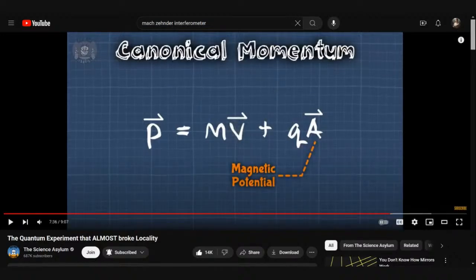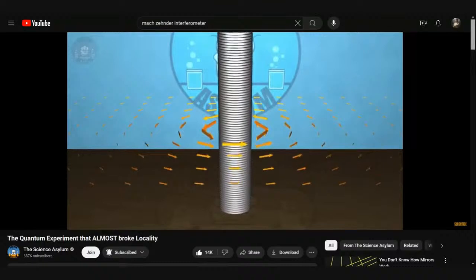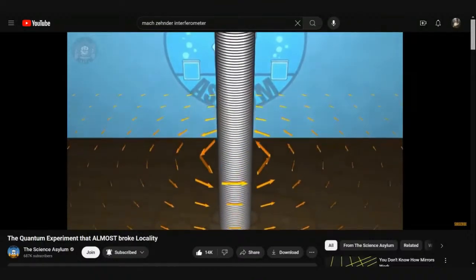Okay. So the canonical momentum, QA, magnetic potential. This is momentum, it's mv, plus qA. What is A? Which is why we call it a vector potential. We have one of these magnetic potential fields around our solenoid.